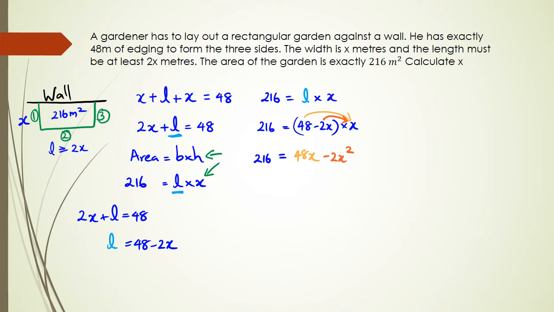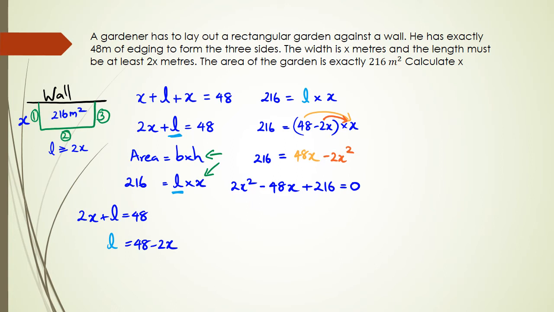And right now you should see that what you're dealing with is a quadratic. So bring all those colorful terms to the left hand side. When I bring negative 2x squared to the left hand side, I'm going to get positive 2x squared. When I bring 48x to the left hand side, it'll be minus 48x. The 216 stays as it is, and that's equal to 0. So what I have right now is a quadratic that I need to factorize.